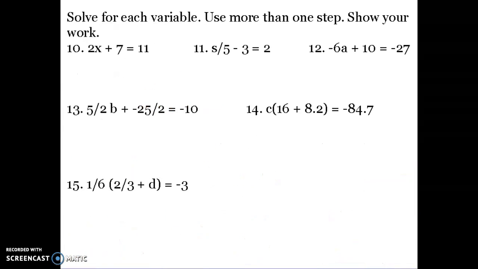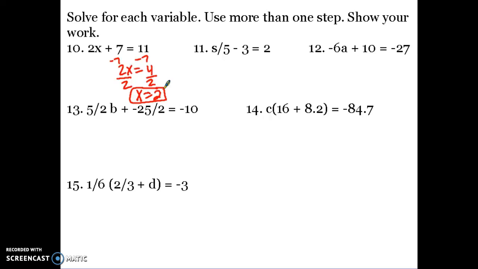Solve for each variable. Use more than one step. Show your work. 2x plus 7 equals 11. We're going to subtract 7. 2x equals 4. Divide by 2. X equals 2.